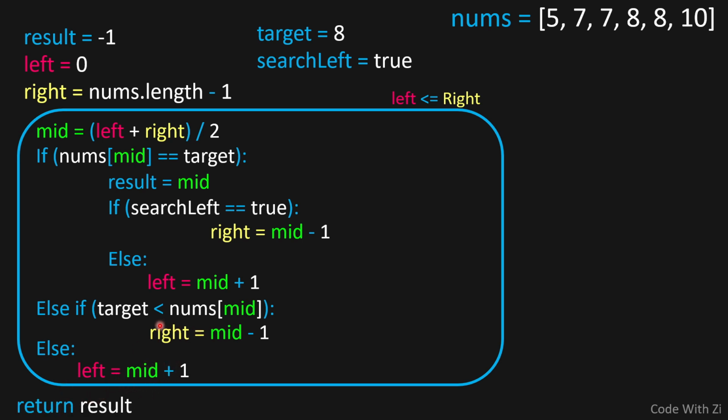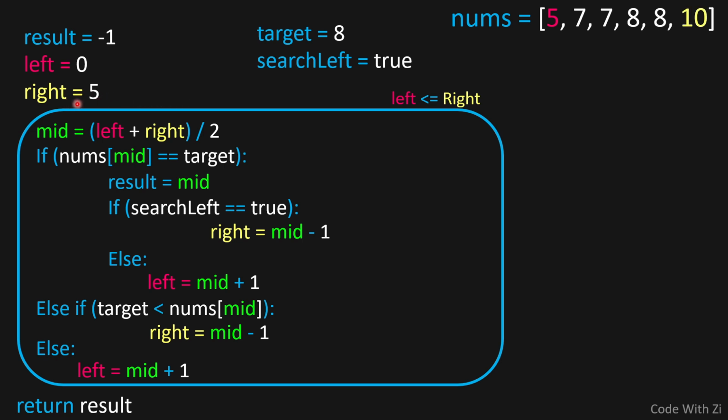Now let's visualize everything. In the beginning, our result is initialized to -1, and then our left is going to be equal to 0. And nums of 0 is pointing to this number, again, just like we saw in the previous slides. This is the number with the index of 0, and because left is equal to 0, nums of left is pointing to this number here. And then our right is going to be equal to nums.length - 1, meaning 6 - 1, and that's going to be equal to 5.